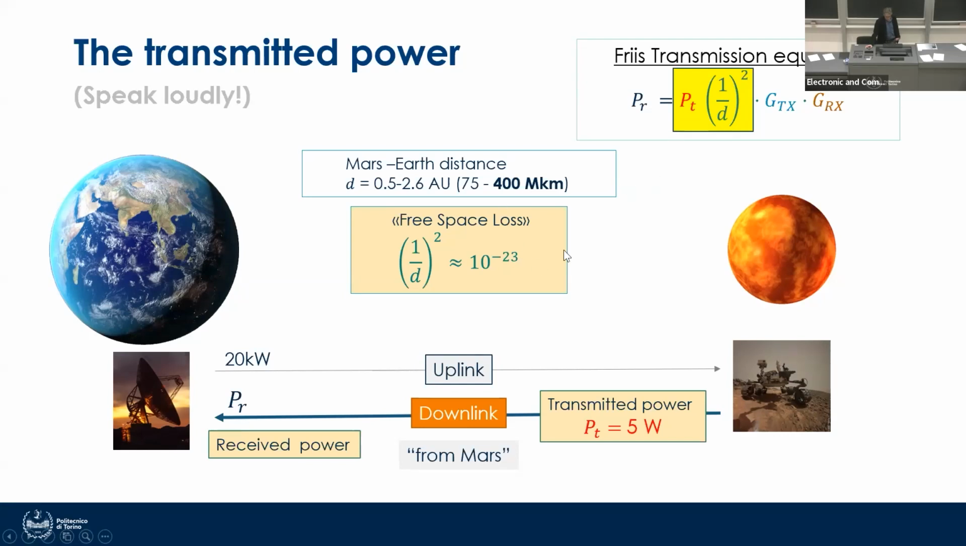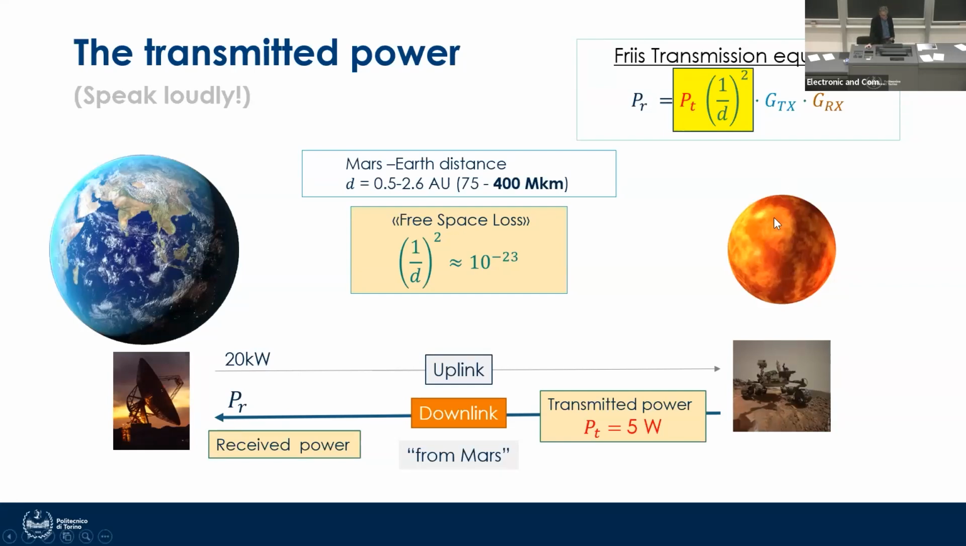So the big and the small factor is this 1 over D squared, where D is the distance from Earth to Mars, that is very large. So if you compute this number, 1 over D squared, you get this very, very tiny number, 10 to the minus 23, that is 0 followed by 23 zeros. So it's a very, very small factor. And of course, in order to increase the received power, you cannot change the distance, so you can only increase the transmitted power.